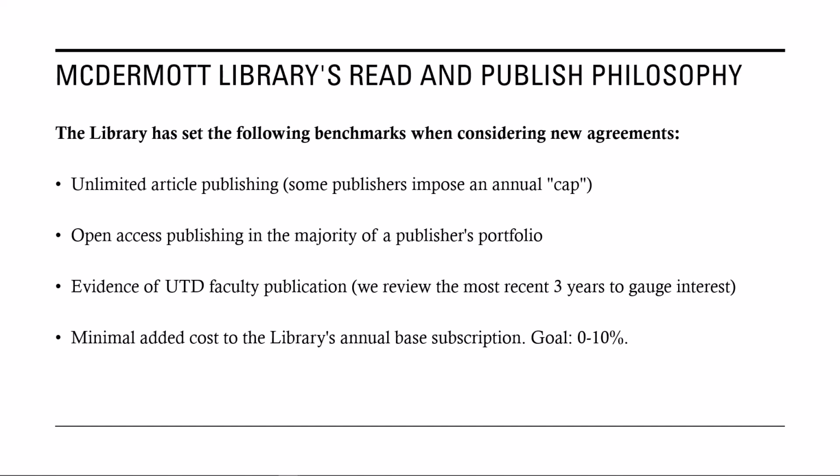McDermott Library has set the following benchmarks when considering new agreements. There should be no annual limits placed on the number of articles published. Open access publishing must be available in the majority of the publisher's journal portfolio. There should be evidence of UTD faculty publication. We review 3 years of publications to assess the likelihood of interest and usage. And finally, the added cost to the library's annual base subscription should be minimal and cannot exceed 10%.